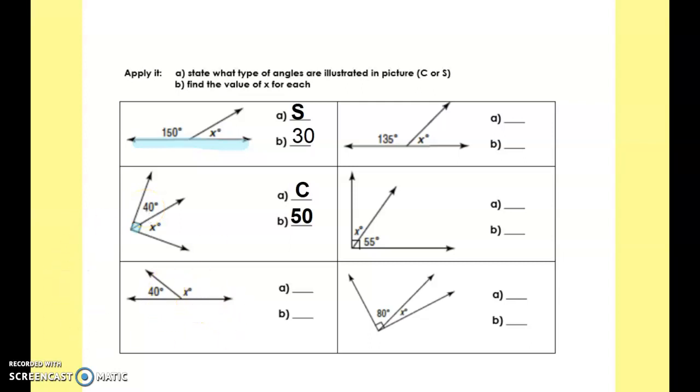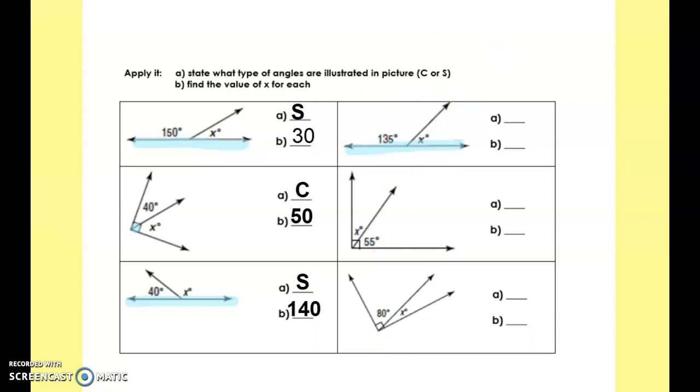Looking at this next one here, straight line, which means 180 degrees. So according to our definitions, it is supplementary. And to figure out the value of X, supplementary is 180 degrees. If we take away this smaller angle of 40, 180 minus 40 is 140. And I could check and say 140 plus 40, yep, that gives me 180, so you know that you are correct.